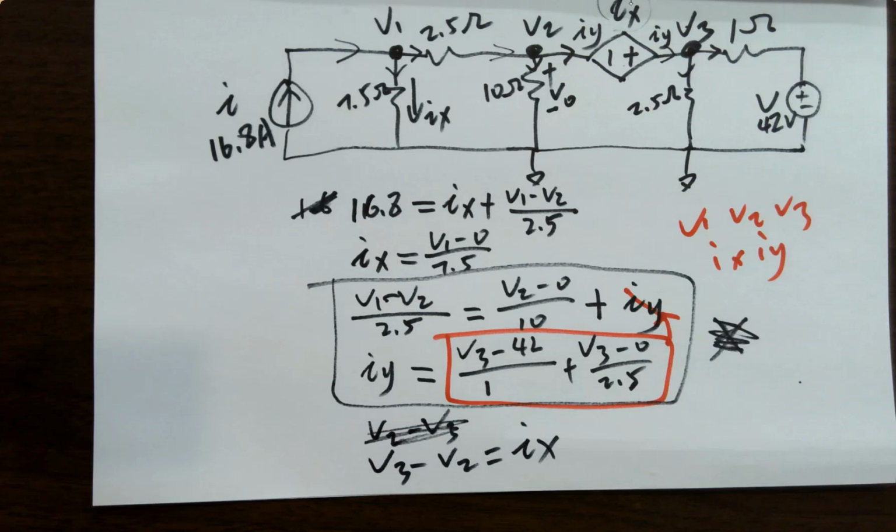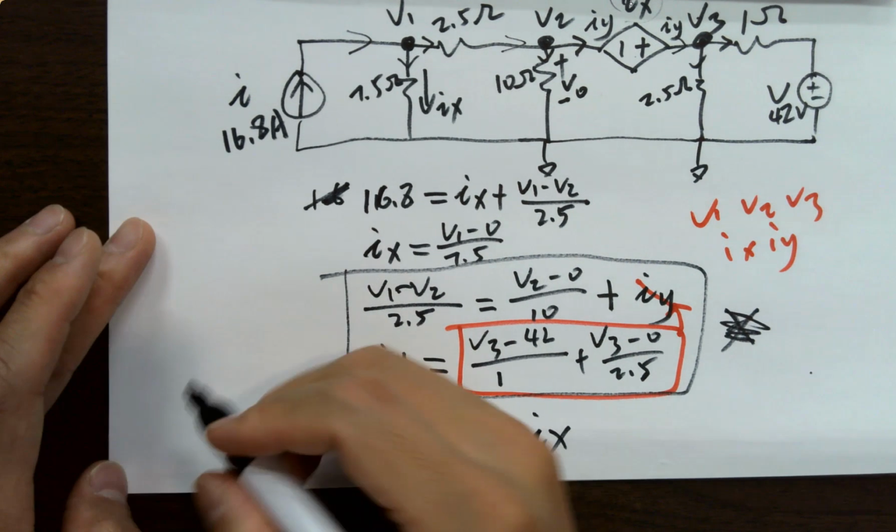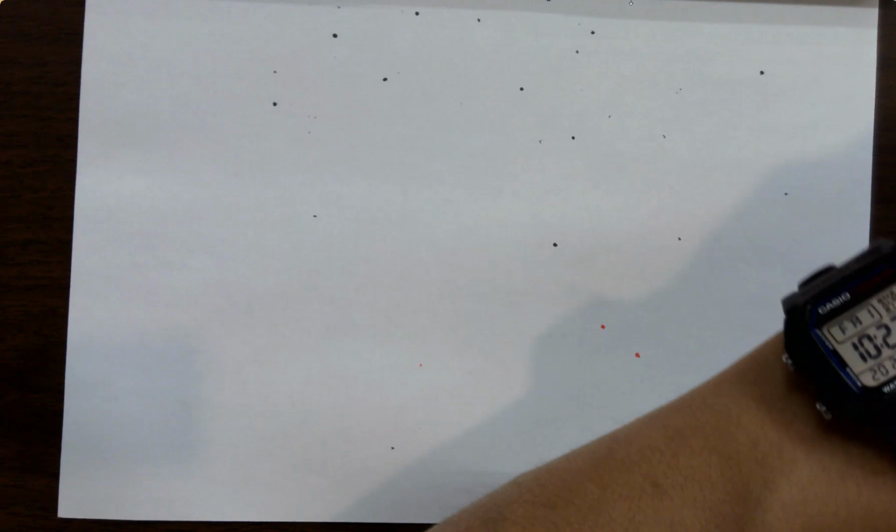Make sense? Questions? No? Keep moving. Mesh current method.